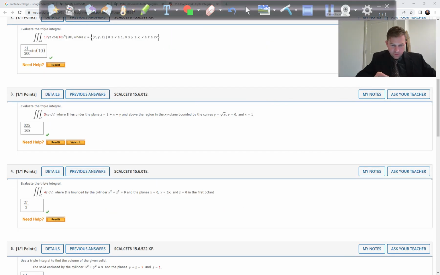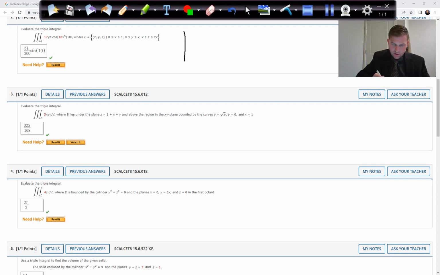Okay, problem 4, it kind of helps to draw the picture. So we've got the triple integral of 4z dv, which stands for this 3-dimensional volume, where E is bounded by the cylinder y squared plus z squared equals 9, and the planes x equals 0, y equals 3x, and z equals 0. Okay, so let's see if we can draw this.